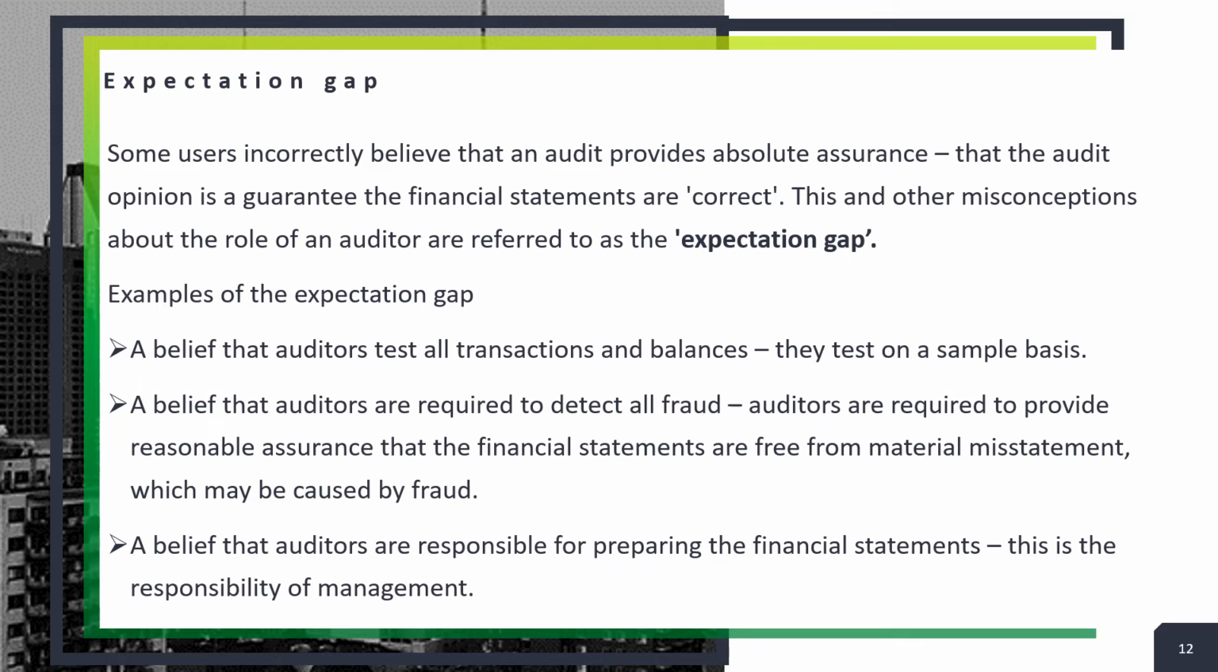Expectation gap. Some users incorrectly believe that an audit provides absolute assurance, that the audit opinion is a guarantee the financial statements are correct. This and other misconceptions about the role of an auditor are referred to as the expectation gap. Examples of the expectation gap: a belief that auditors test all transactions and balances, but they test on a sample basis. A belief that auditors are required to detect all fraud, but auditors are required to provide reasonable assurance that the financial statements are free from material misstatement, which may be caused by fraud. A belief that auditors are responsible for preparing the financial statements, but this is the responsibility of management.